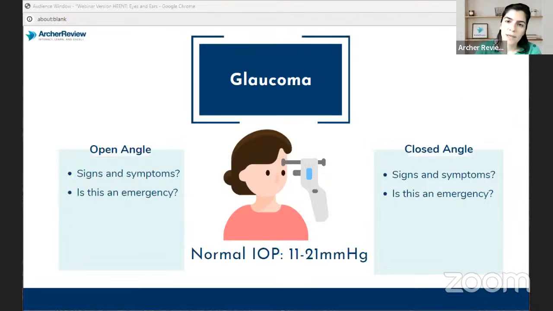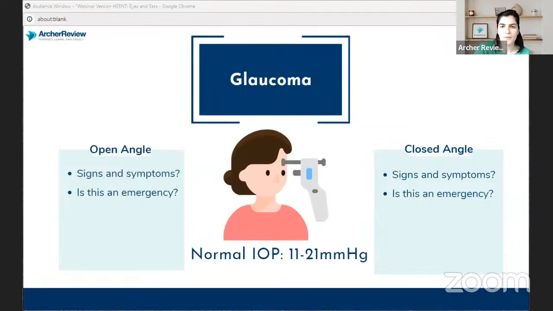So what can you tell me about the difference between open angle and closed angle glaucoma? Who wants to put that in the chat? Who can tell me the difference? Which one is an emergency? Which one's not an emergency? So the two different types of glaucoma, you guys are absolutely right.